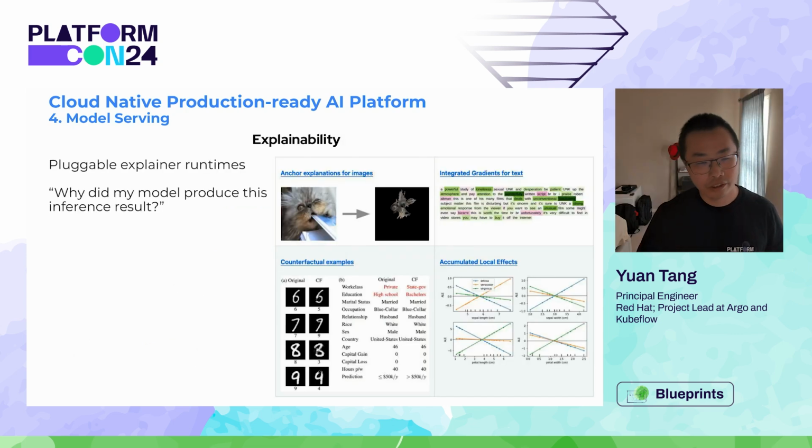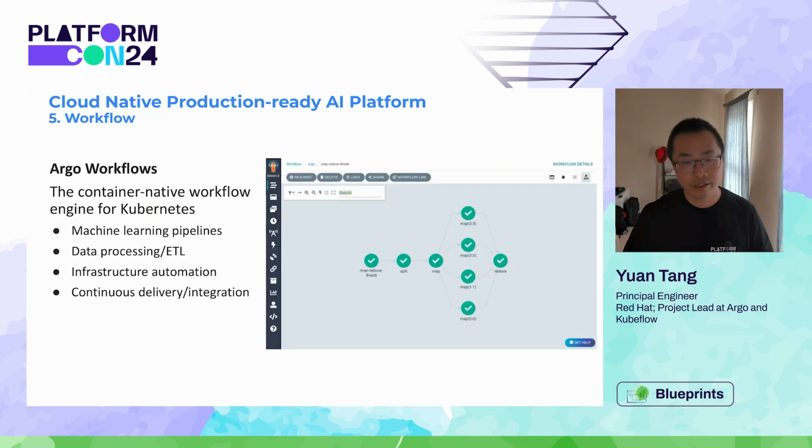Being able to explain the models you build is also important. KServe supports pluggable explainer runtimes so that you can explain and answer questions like, why did my model produce this inference result? The next component in a cloud-native AI platform is a workflow component.